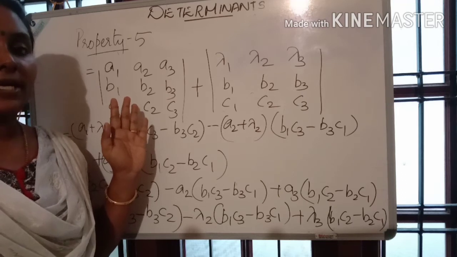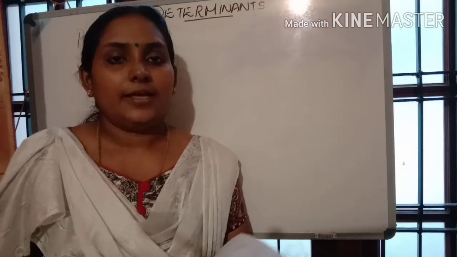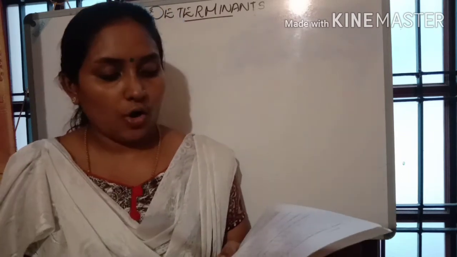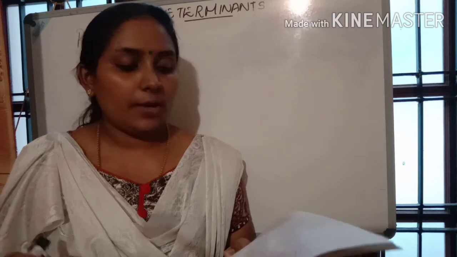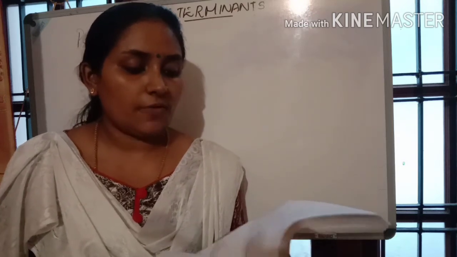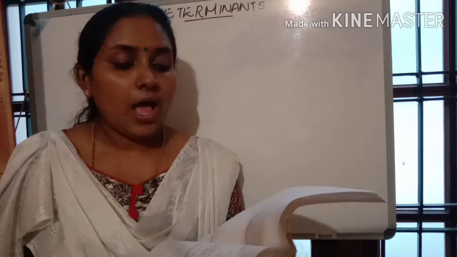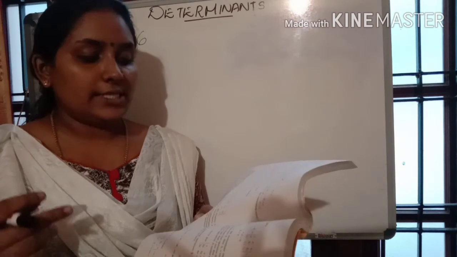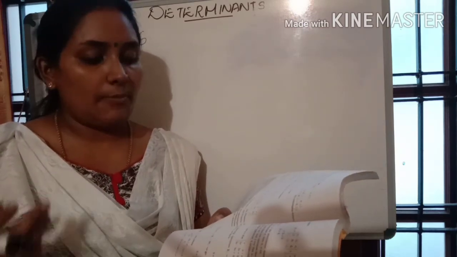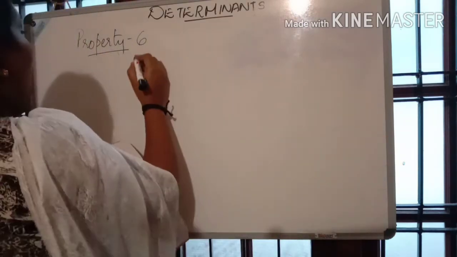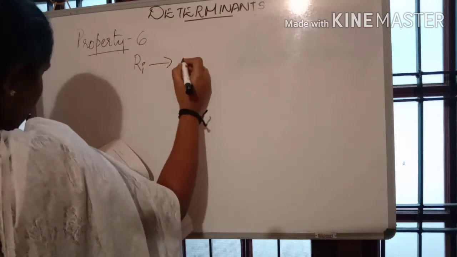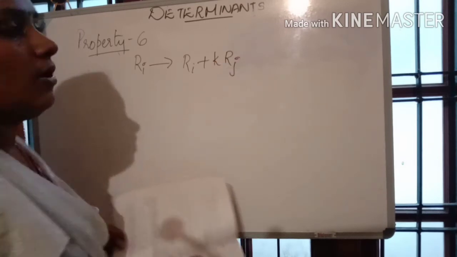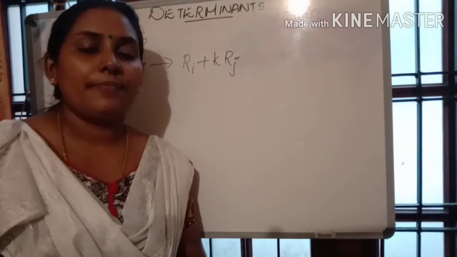Let us see property number 6. Property number 6, that is, if to each element of any row or a column of a determinant, the equimultiples of the corresponding elements of other row or column are added, then the value of the determinant remains the same. That is, the value of the determinant remains the same if we apply operations like Ri gives Ri plus kRj, or column-wise.